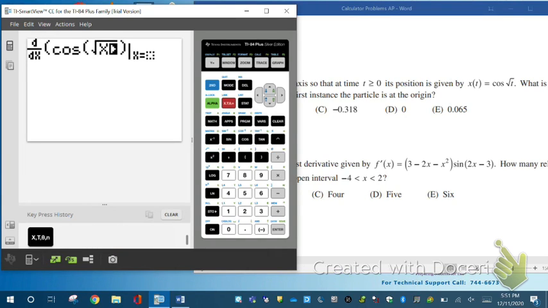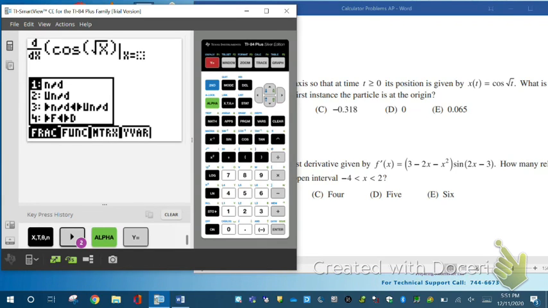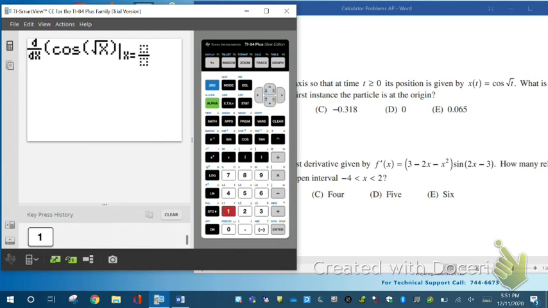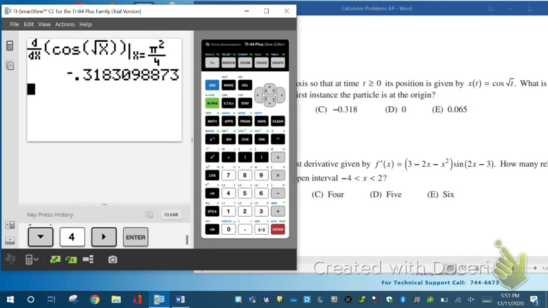And I want that evaluated at, what did we say that was? Pi squared over 4. So remember where the fraction button is? Alpha y equals option 1. And we want to put pi squared, believe it or not, second pi squared over 4. There you go. That's one way we could solve this problem. There's another option too. I'll show you in a minute. So I get negative 0.318. So option C is my answer.